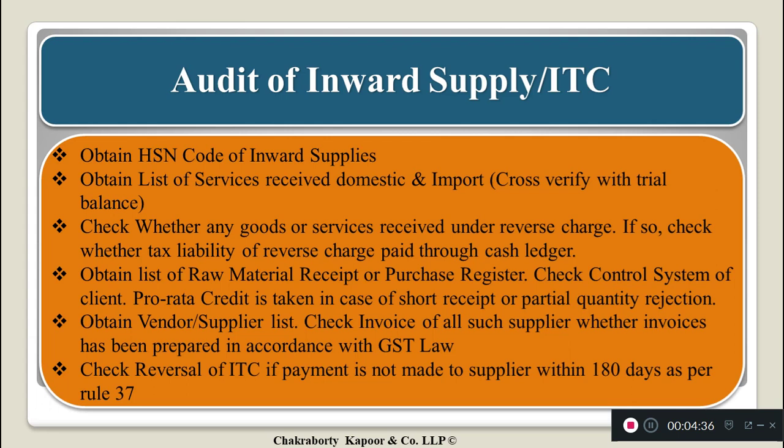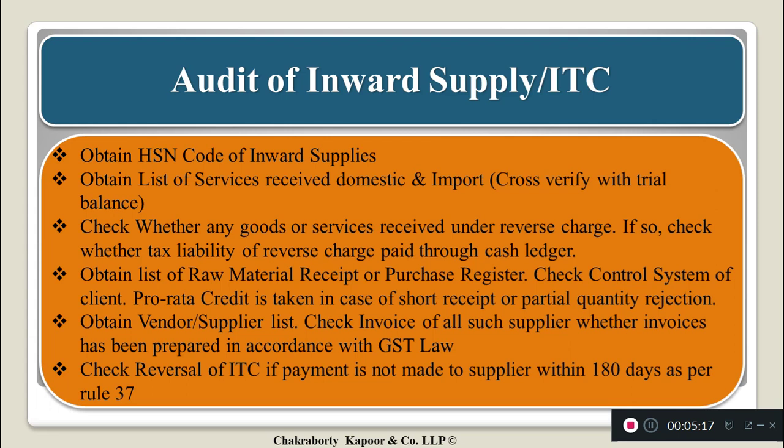To conduct GST audit of inward supply, we have to obtain the HSN code of inward supply, the list of domestic services received and imported services received. Also cross-verify this information with the trial balance. Check whether any goods or services received are under reverse charge. If so, check whether the tax liability of reverse charge is paid through the cash ledger or not, as liability of GST under reverse charge cannot be paid through the credit ledger. It must be paid out of the cash ledger.